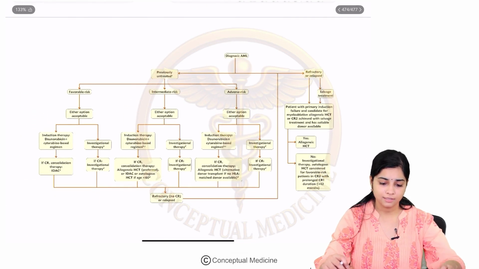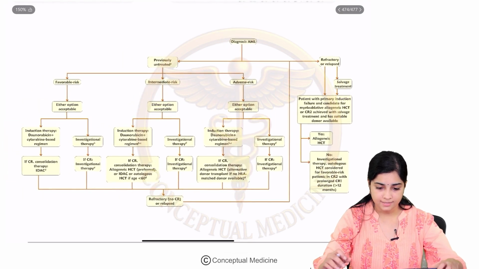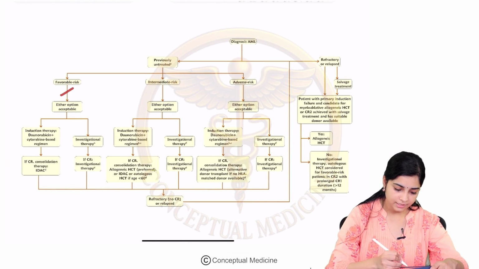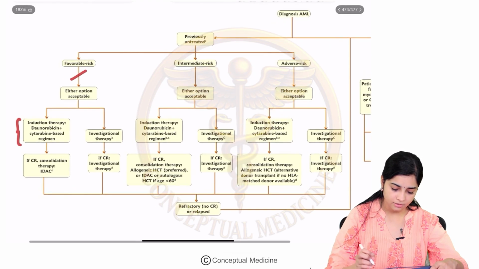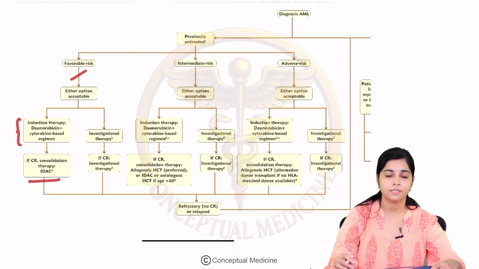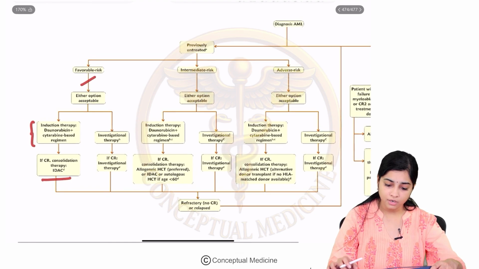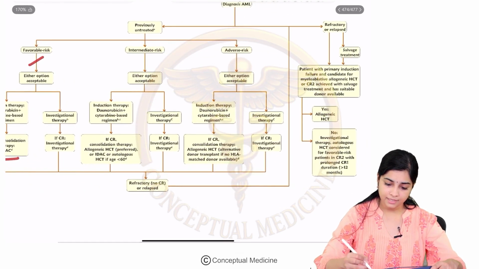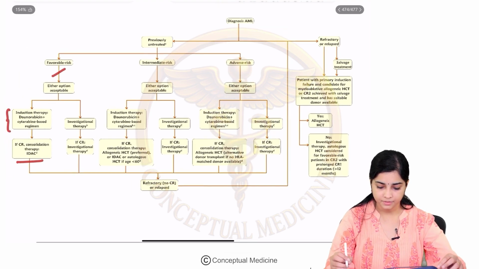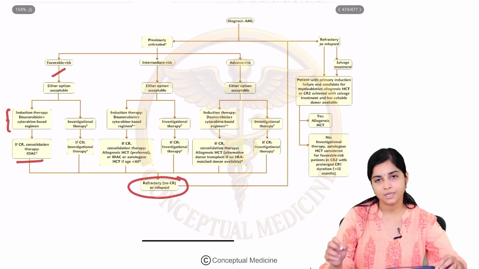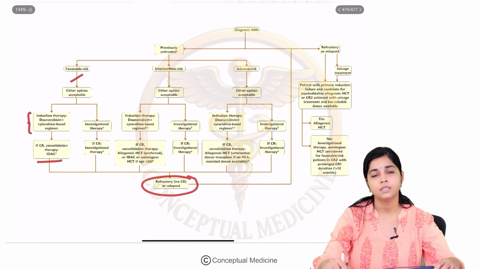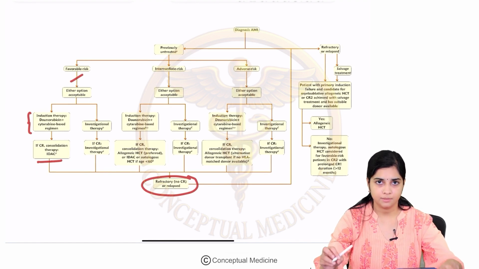So this is another flow chart which is basically from Harrison's itself. If this is a favorable risk factor, then you do an induction therapy with cytarabine and daunorubicin, and consolidation with your IDAC, which is high-dose cytarabine therapy, or stem cell transplant. If not, then in advanced risk factors, you may have to go for investigational therapy, right? And if there is no MRD achieved, or if the bone marrow blasts are still more than 5%, then you consider a relapsed or refractory AML, right?